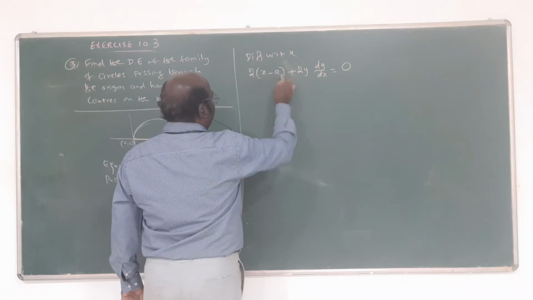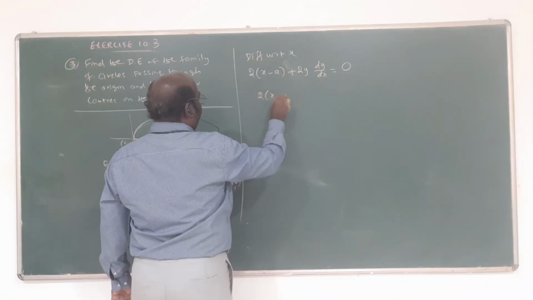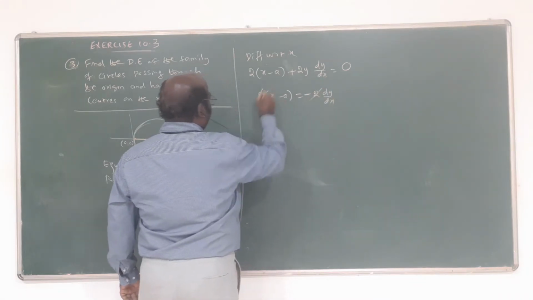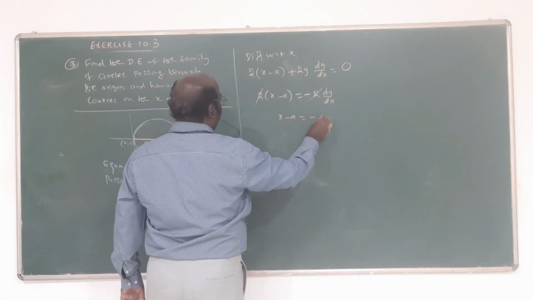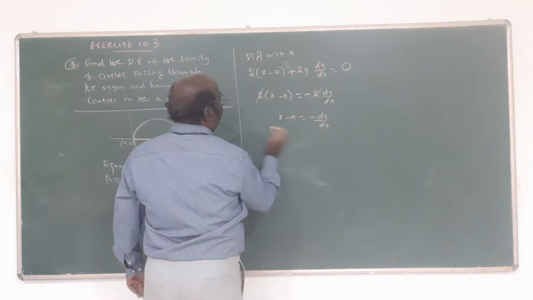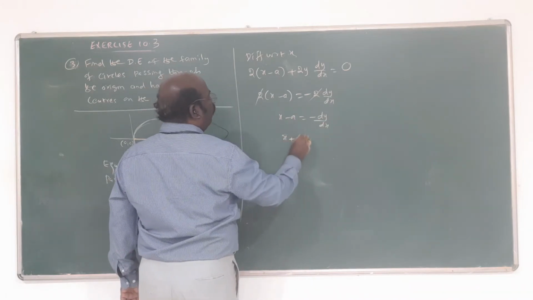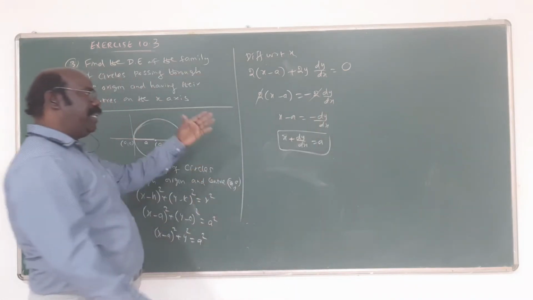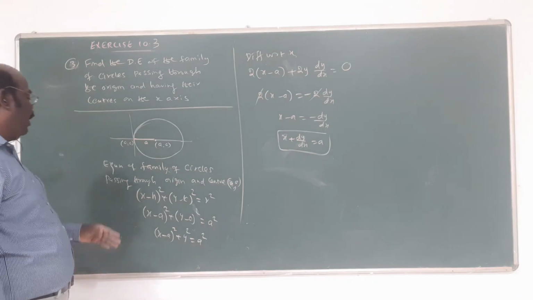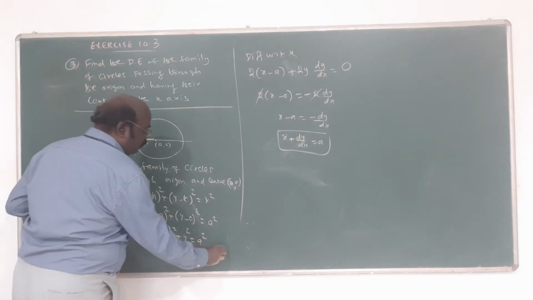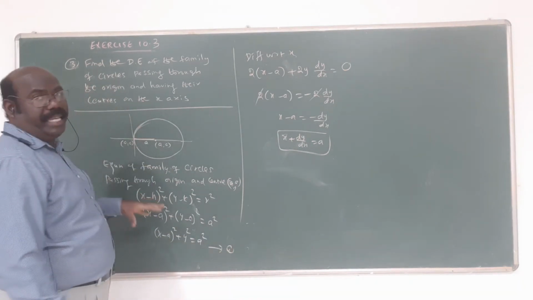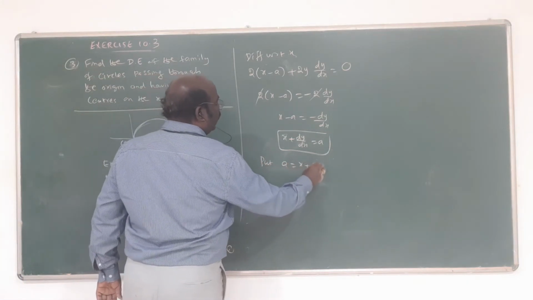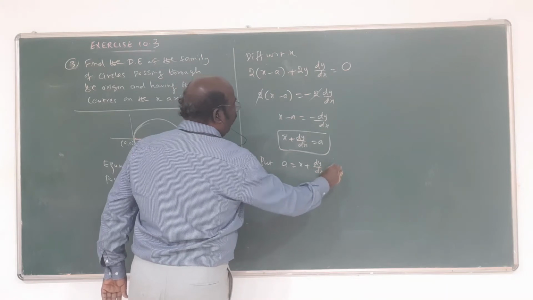Now we want x minus a. 2 into (x minus a) equal to minus 2 into dy by dx. Cancel the 2. Now x minus a equals minus dy by dx. Am I right? Now x plus dy by dx is only a. From this we find a. Once I substitute here, that is the answer. We got a. Put a equal to x plus dy by dx in equation 1.